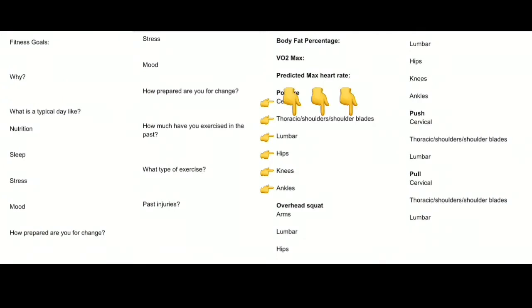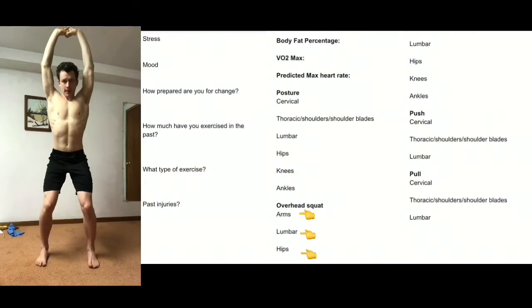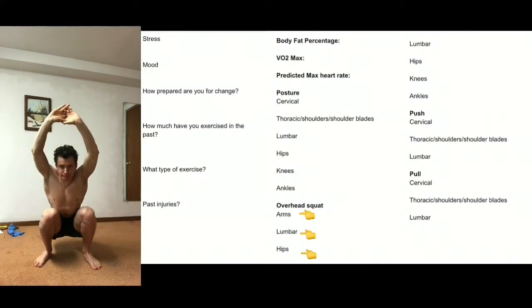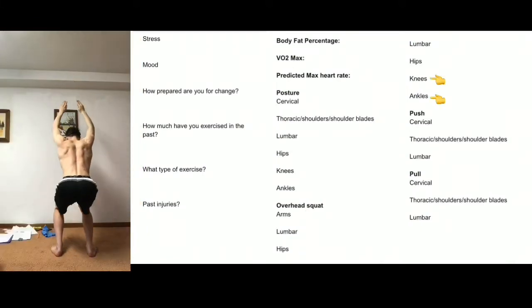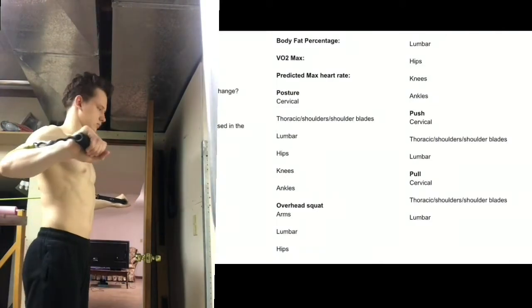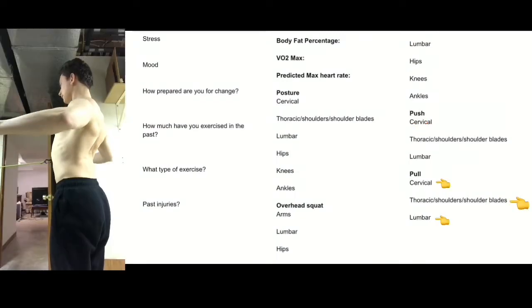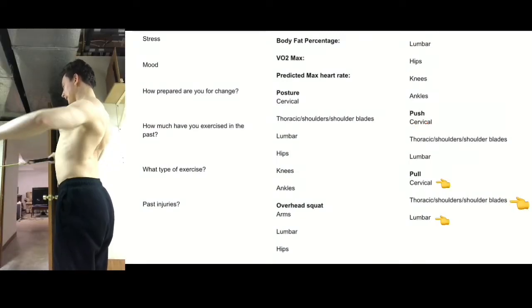Then I'll have them squat with their hands over their head and pay attention to the shoulders, scapula, and thoracic, the lumbar, hips, pelvis, knees, ankles, and feet. Then I'll have them stand and push a cable, and I'll pay attention to their cervical, thoracic, and lumbar, scapula, and shoulder joint. And then I'll pay attention to those same exact things when they pull a cable.